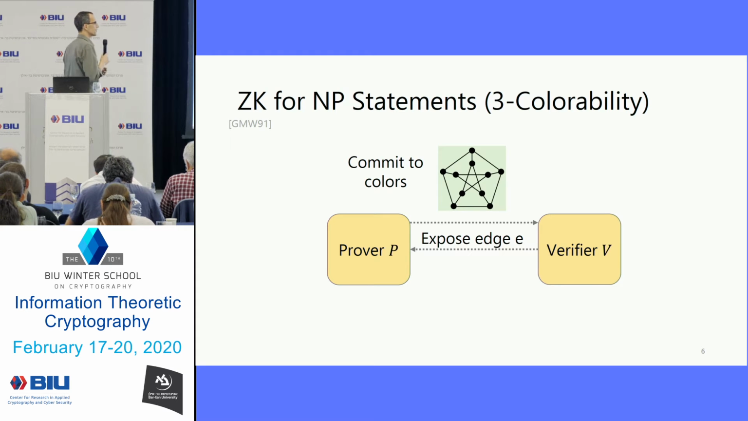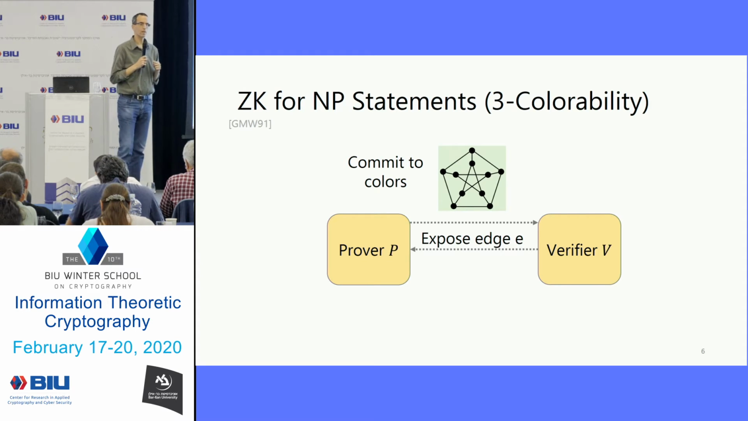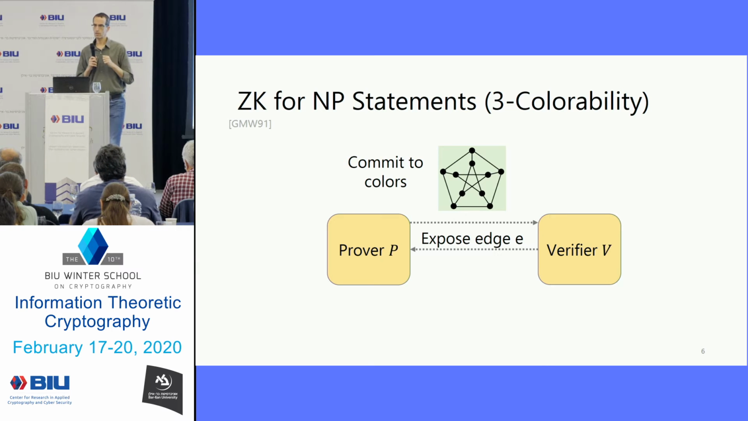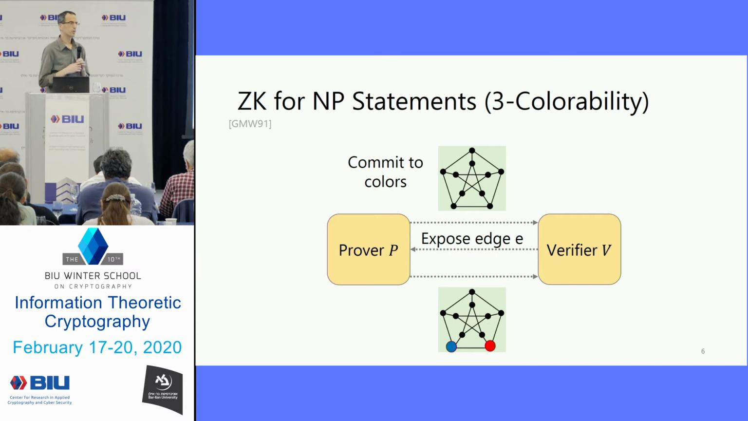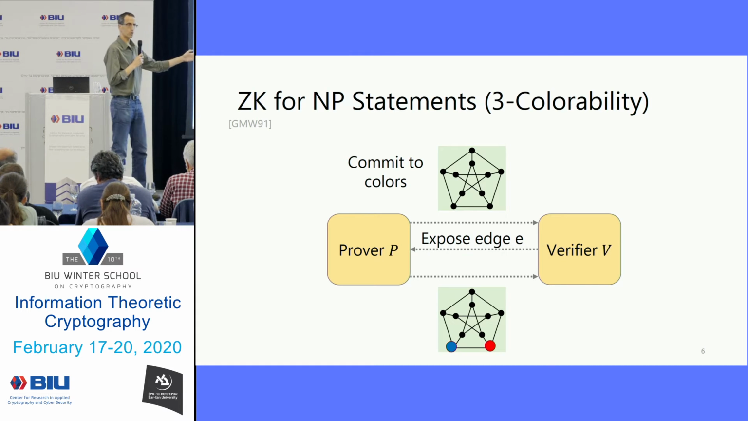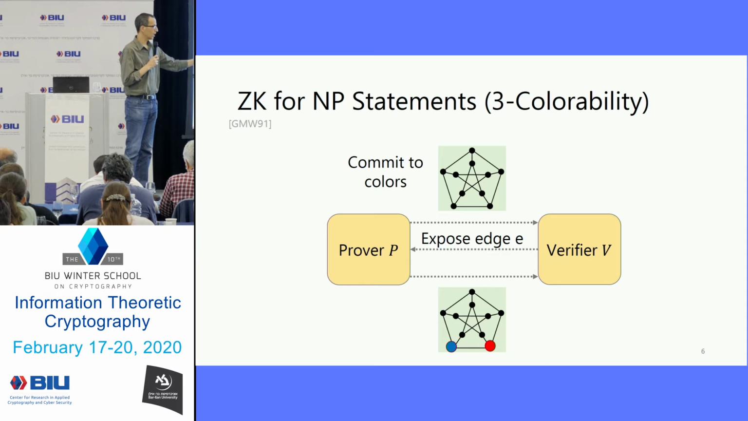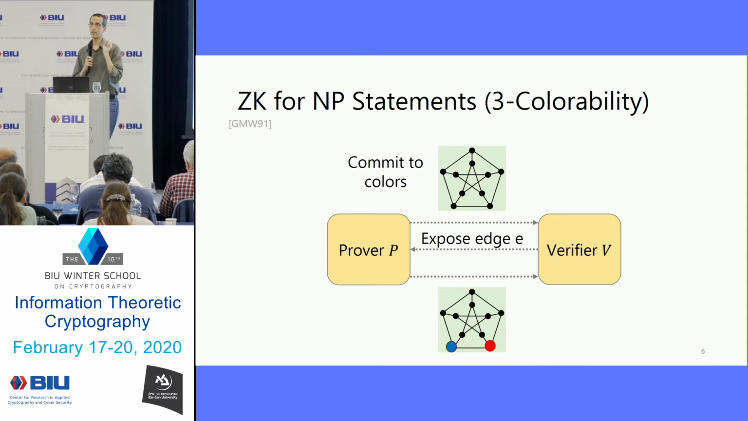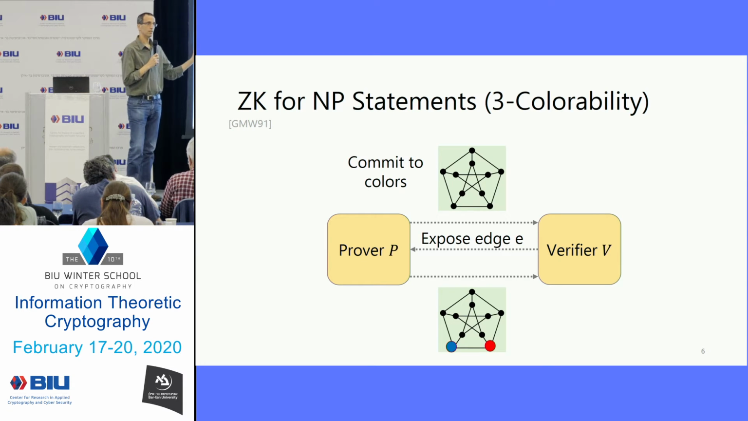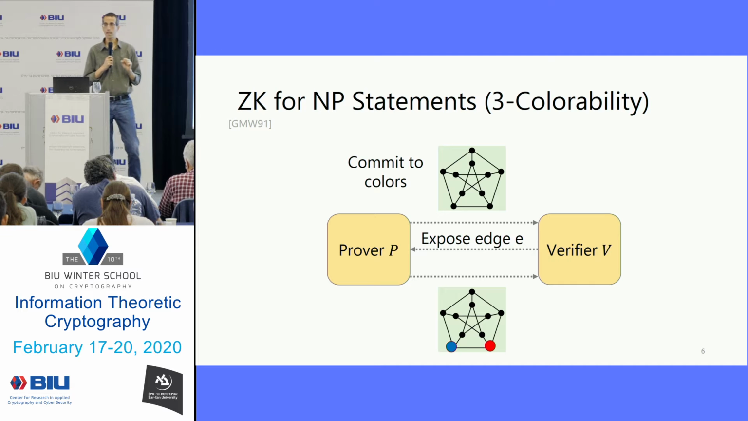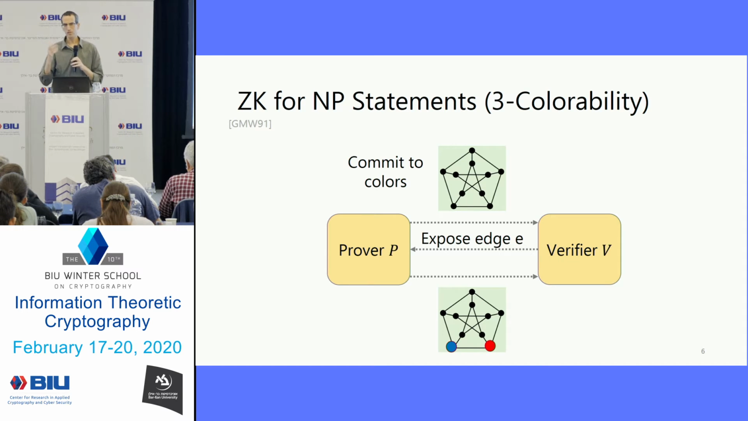Okay, so V chooses some random edge and says, show me the colors. Open the commitment and show me what you stored there. So the prover says, okay, you chose one particular edge. I'll show you that the colors are different. So now the verifier has a little bit of information. He knows that P did not cheat on that edge. The colors are different, but that's just a bit.